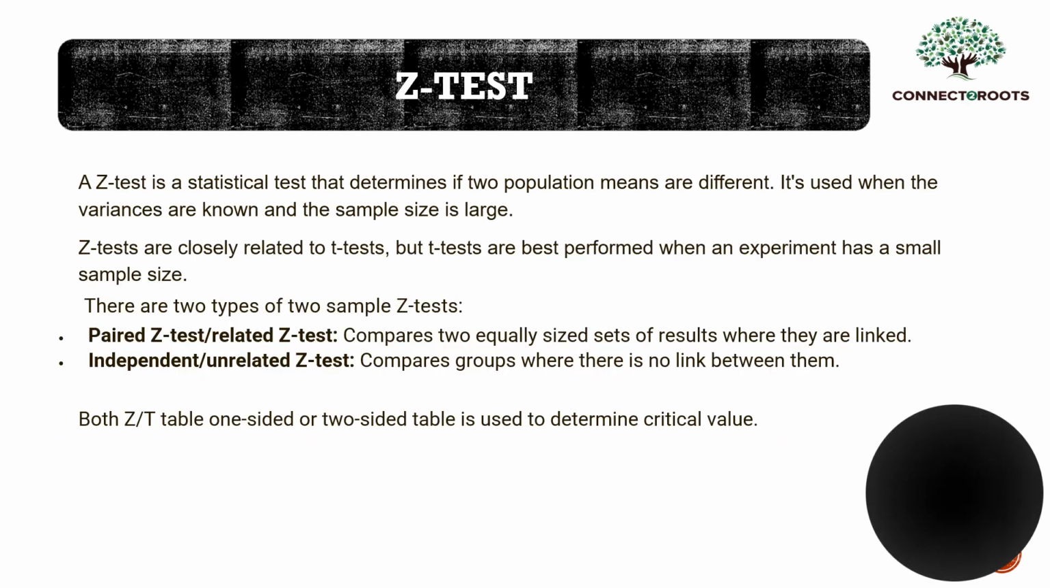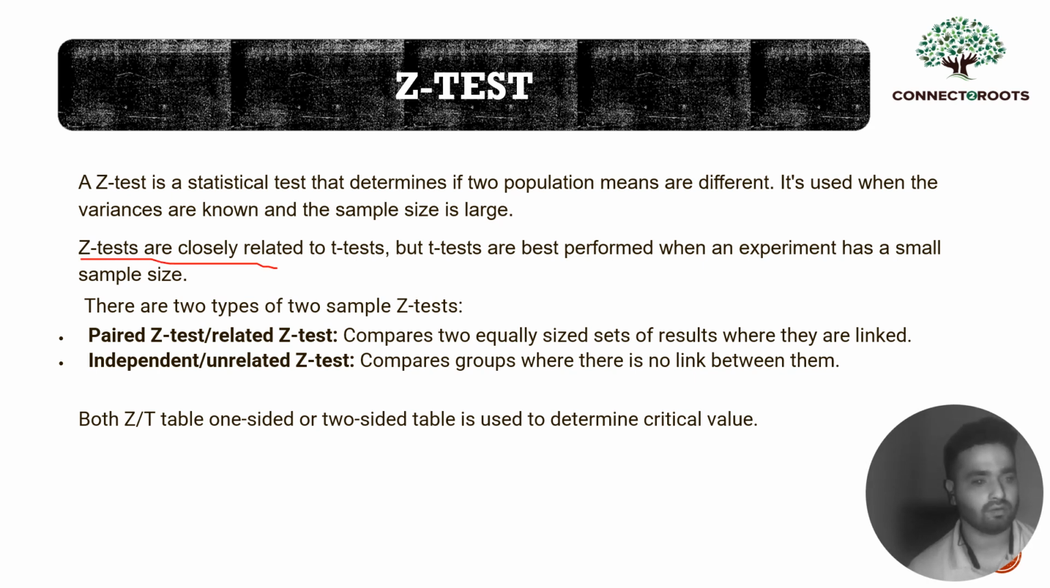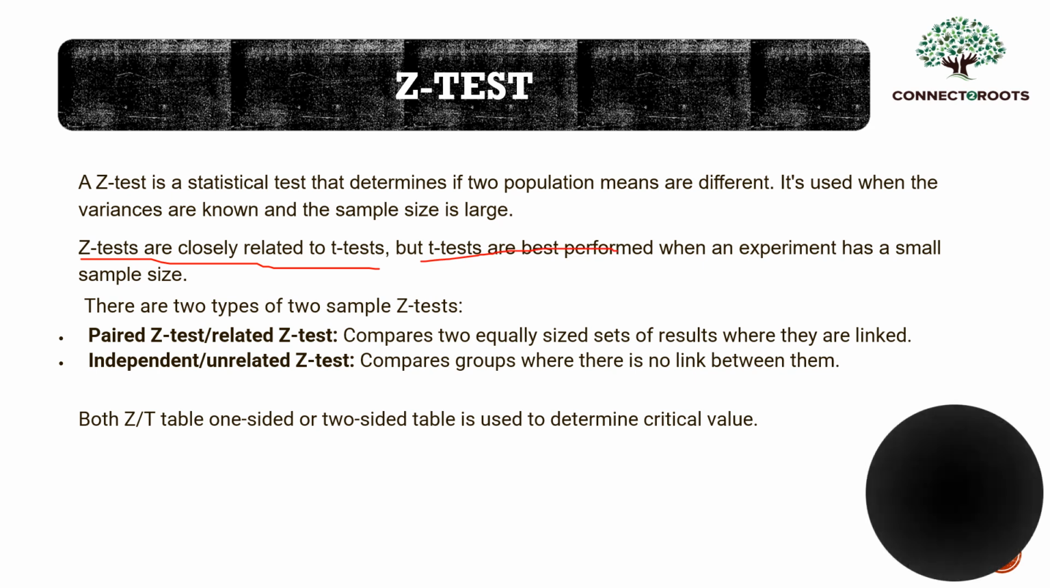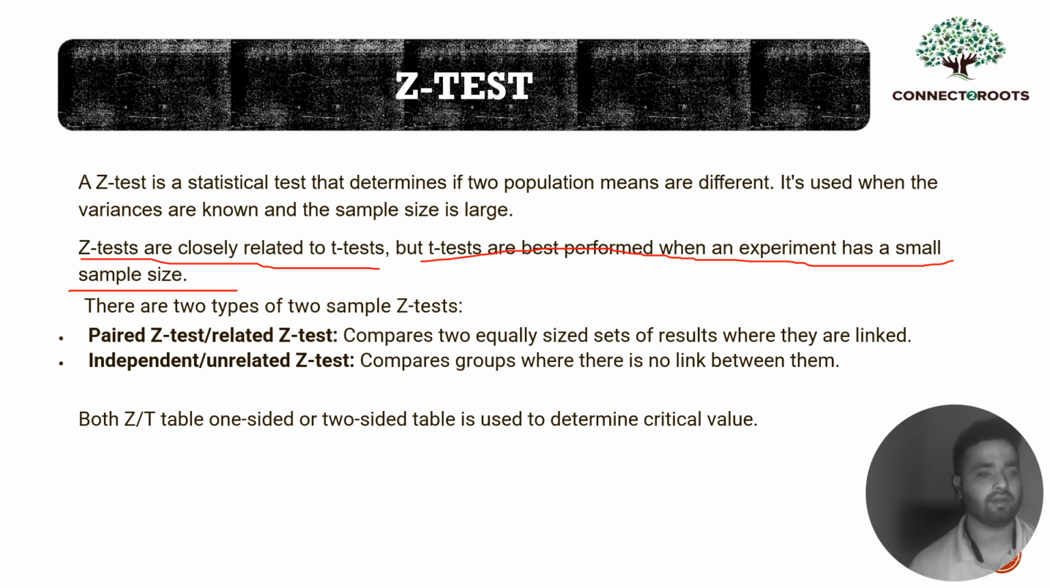So Z-test is also similar to the t-test. It is also used to determine how two population means are different. But t-tests are taken if you have a small sample size. Z-tests are closely related to t-tests, but t-tests are best performed when the experiment has a small sample size. If you have a small sample size, we go for t-test. If you have a large sample size, we go for Z-test.